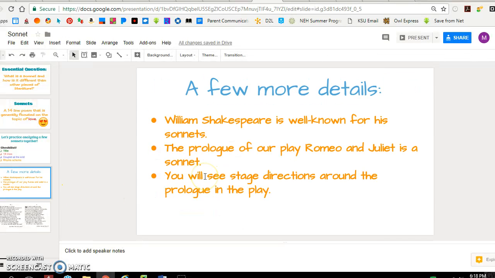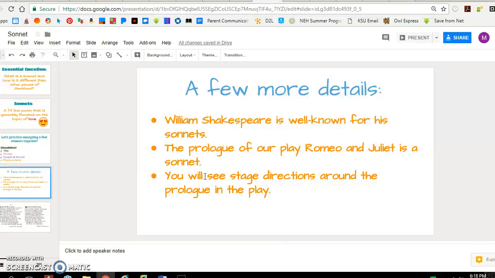A few more details that you may need to know for your study guide that will be mentioned on your quiz. Of course, like I said, William Shakespeare is well known for his sonnets. I told you that he typically numbers them. And I told you that he has sonnets within the play that we're going to be reading, Romeo and Juliet. So, the prologue of our play is actually going to be a sonnet.